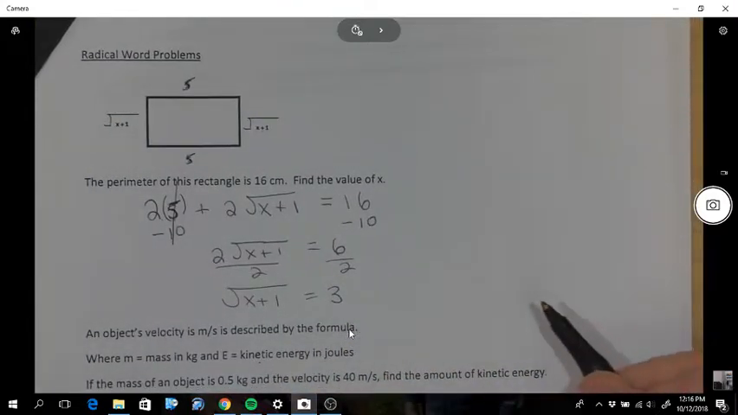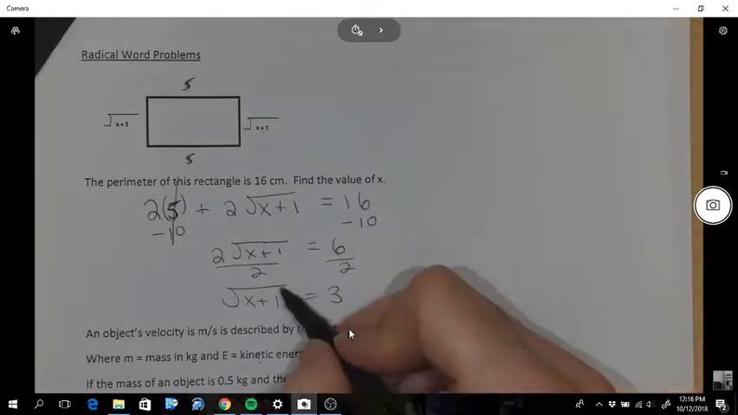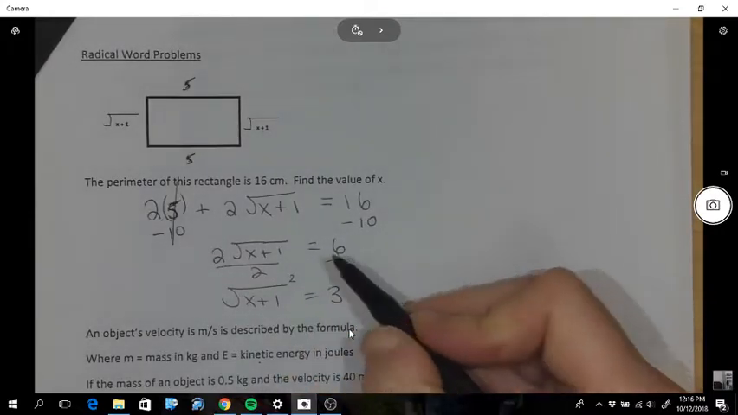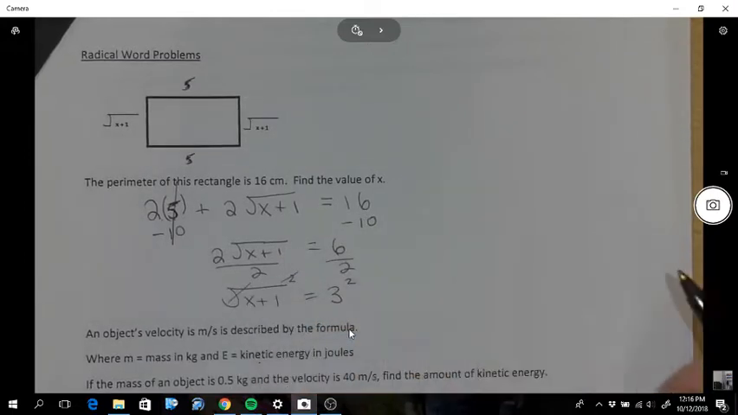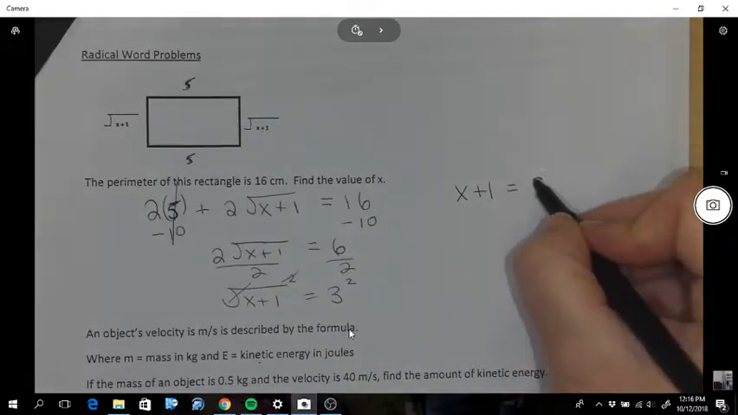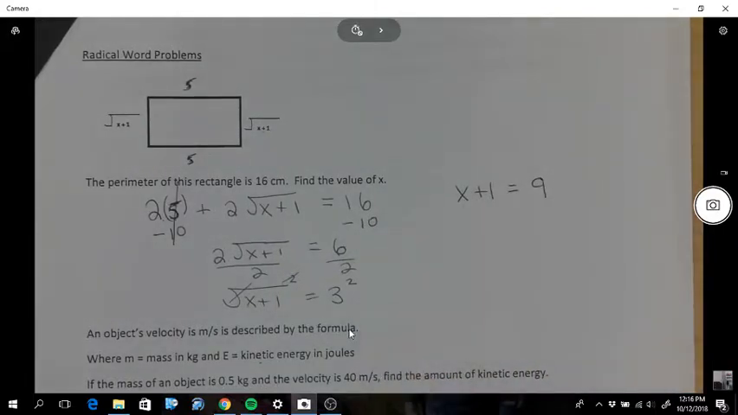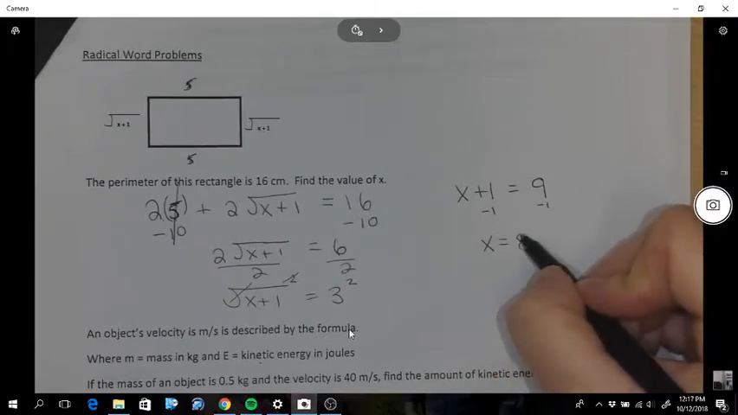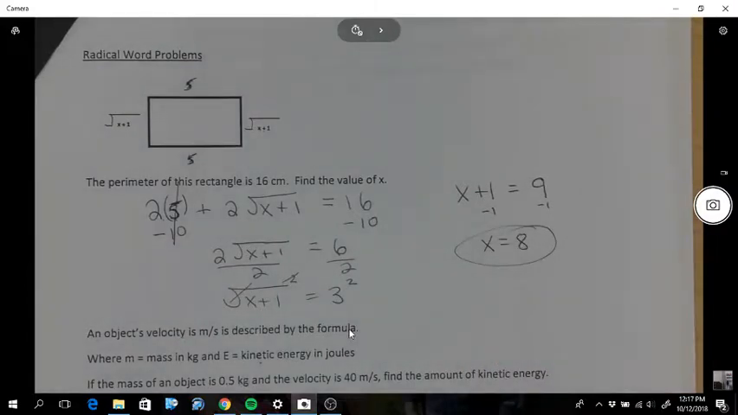Okay, so now I have the root isolated. How do I get rid of a square root? Opposite math operation. So I square. Squaring gets rid of the square root. So it's going to be x plus 1 equals 9. 3 squared is 9. Then I would subtract 1. X would be 8. Okay, always double check your answer.